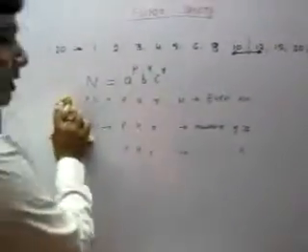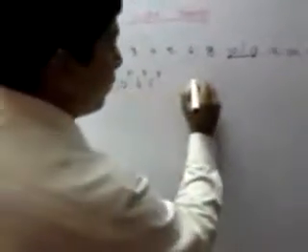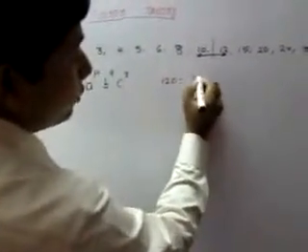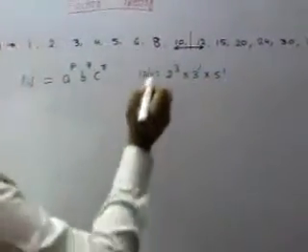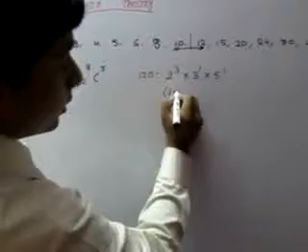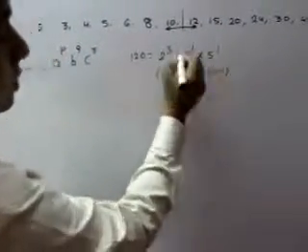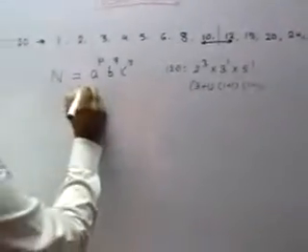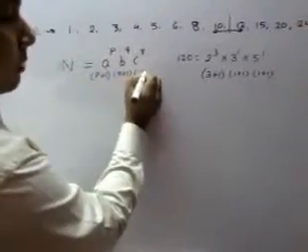Now let us see the concept behind this formula. We have seen that 120 is equal to 2 cube into 3 to the power 1 into 5 to the power 1, and the number of factors is given by (3 plus 1) into (1 plus 1) into (1 plus 1). What is the reason behind this formula, (p plus 1) into (q plus 1) into (r plus 1)?